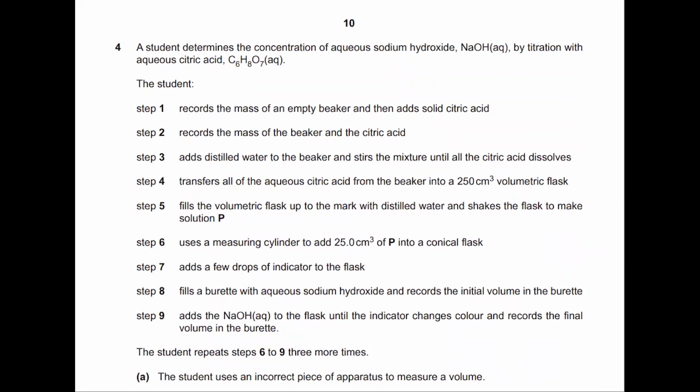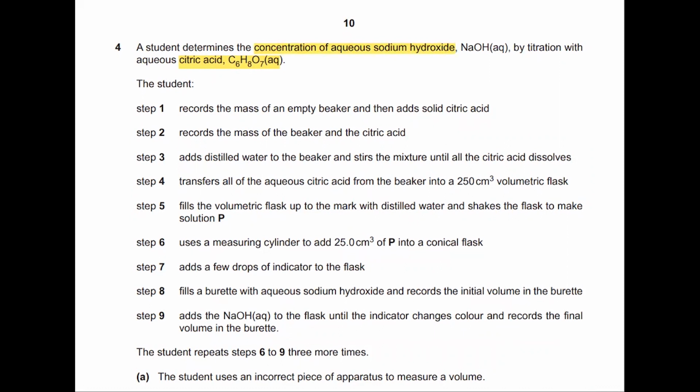Now I'm reading the question from the paper. It states that the student determines the concentration of sodium hydroxide when it reacts with the citric acid, which is C6H8O7. How the concentration needs to be calculated, you need not be bothered about that, because they're going to guide you step by step. Now, after that, they have given you the process. These are given in the form of 9 steps.